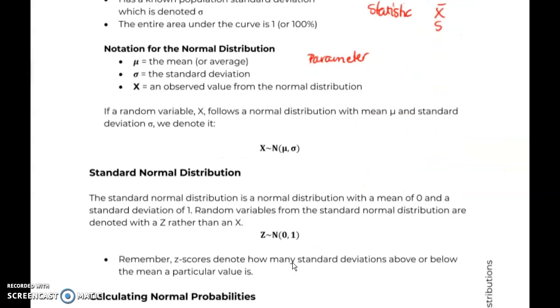Here's our notation for the normal distribution. X follows, so that's a squiggly line, a normal distribution, and our normal distribution is fully defined by our two parameters, mu and sigma. So fully defined by the mean and the standard deviation of our distribution.